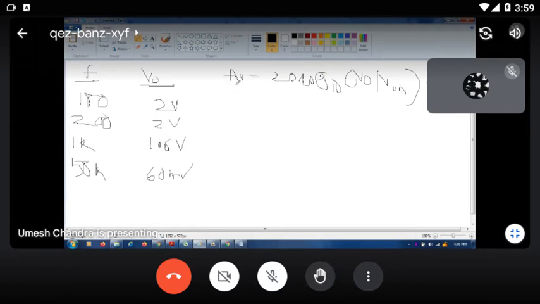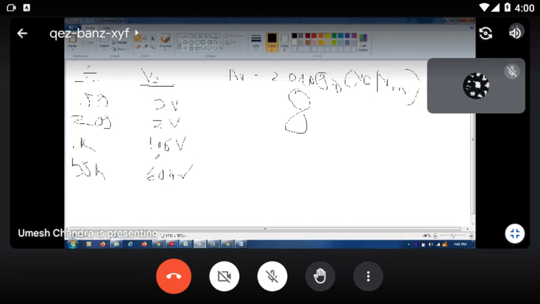Now you calculate the gain: 20 log base 10 V out by V in. Here is 2 volt, output is 2, input is 2. That is 1. 20 log base 10 of 1 is 0. Same at 200 hertz, 2 volt output, input is 2 volt. That is 1. Gain is 0.